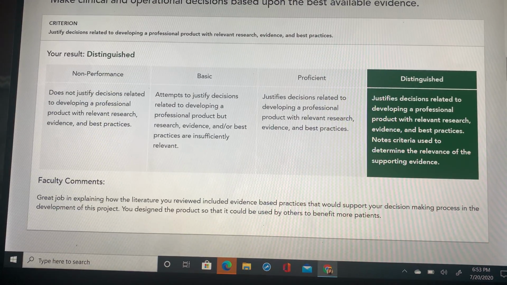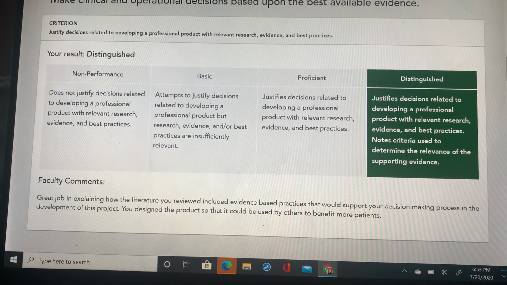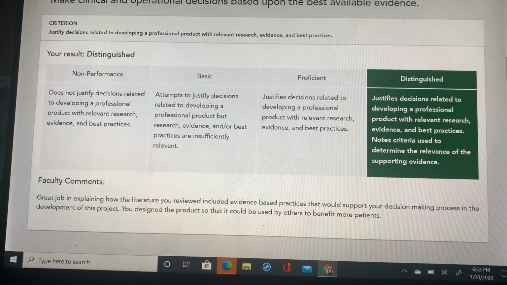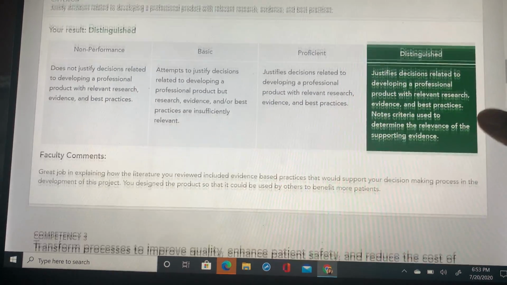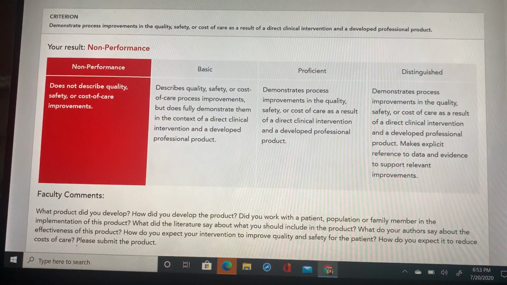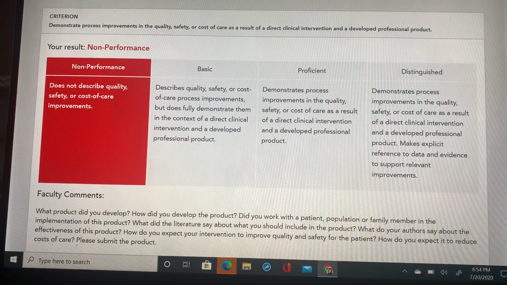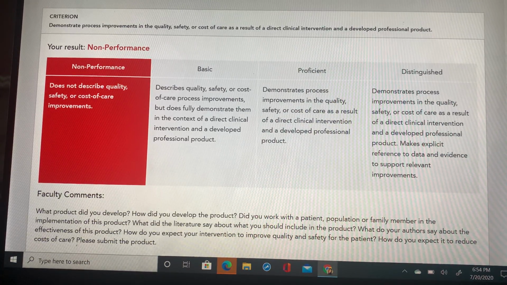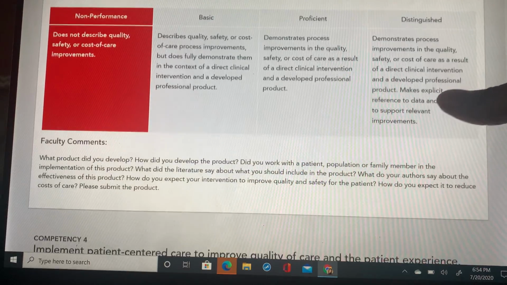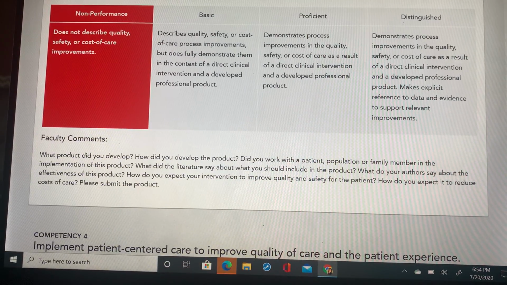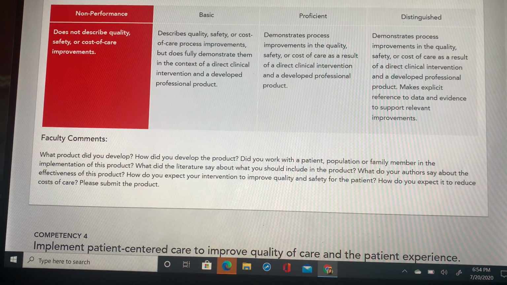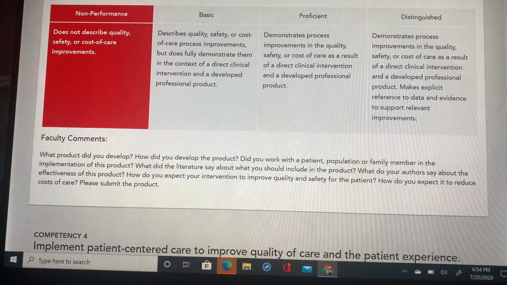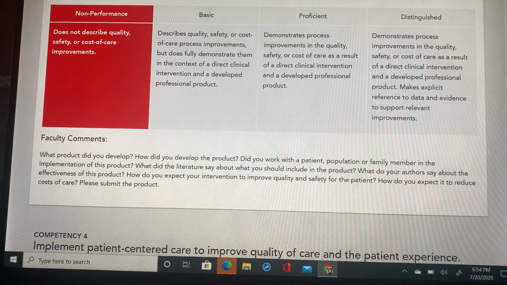I justified decisions related to developing a professional product with relevant research, evidence, and best practice notes, criteria used to determine the relevance of the supporting evidence. I did that. Okay, non-performance. Does not describe quality, safety, or cost of care improvements. What product did you develop? How did you develop the product? Did you work with a patient, population, or family member in the implementation of this product?